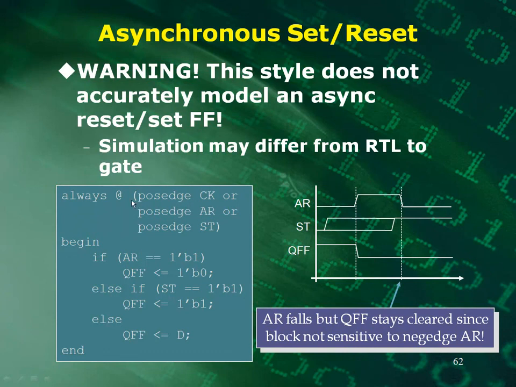When asynchronous reset goes low, it's going to come back into this always block, and it says, is AR equal to 1? No. If this is set to 1, and it is, it's going to set it. Wait a minute, I'm missing something here. Give me a minute to think of what I'm doing. I lost my train of thought.